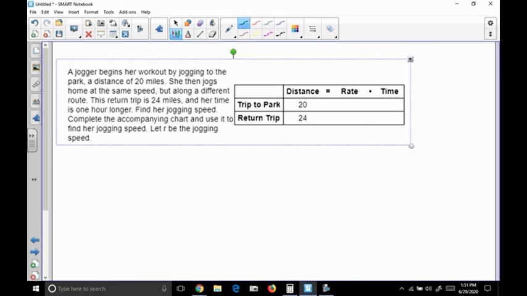Okay, now the next problem or two is going to deal with rate, distance, and time. So we need to know what the relationship is between rate, distance, and time. Rate times time equals distance. If you know how fast you're going and you know how long you're going that speed, multiply those together and that will give you how far you've gone.